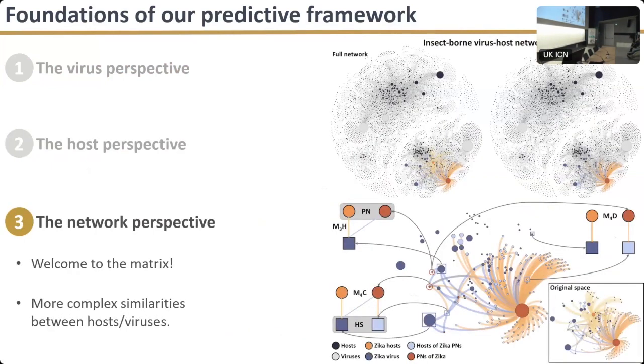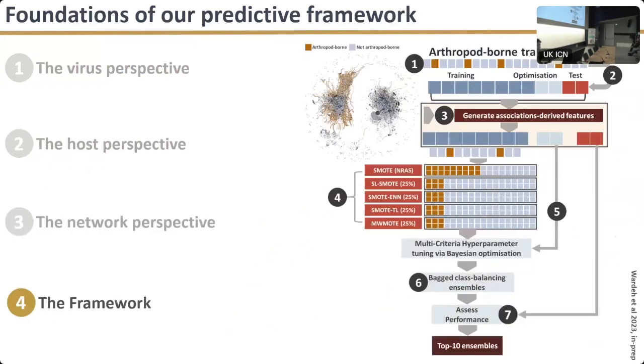And then we also used our networks again. Don't worry too much, it looks like a matrix. It is not a matrix, but it enabled us to look at, instead of just the phylogenetic neighborhood between viruses, a network perspective, adding some similarity between the hosts. So we then put all this together in a predictive framework. Again, don't worry too much about the details, but if you have any questions, you can ask me at any time.